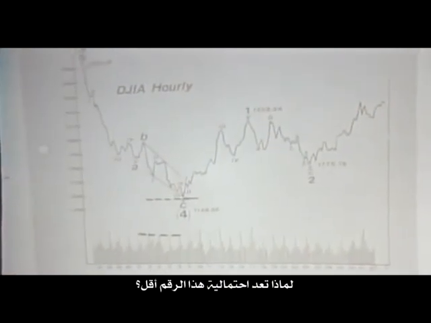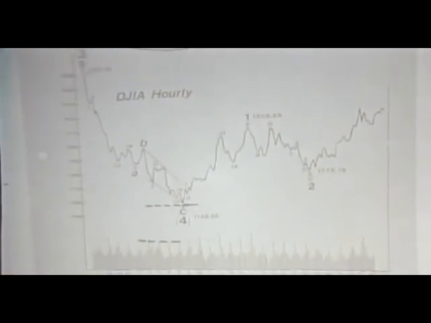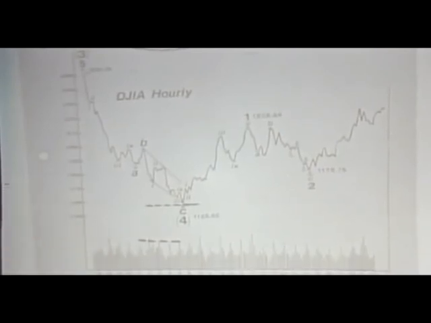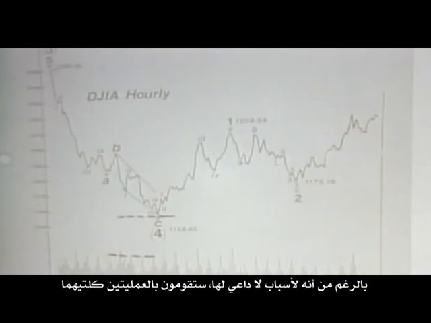Now, why is that target less likely? Because it's down in the volume on your chart. So in this case, C equals 0.618 times A was correct. Although, for practical purposes, you would look at both.